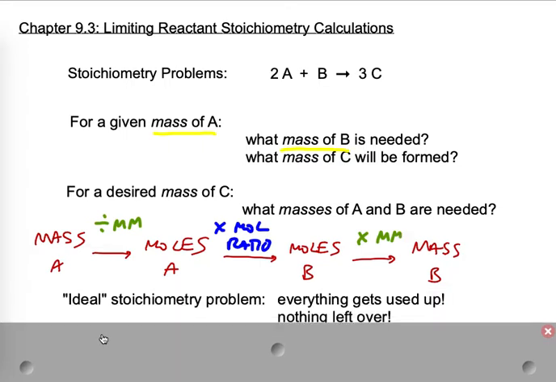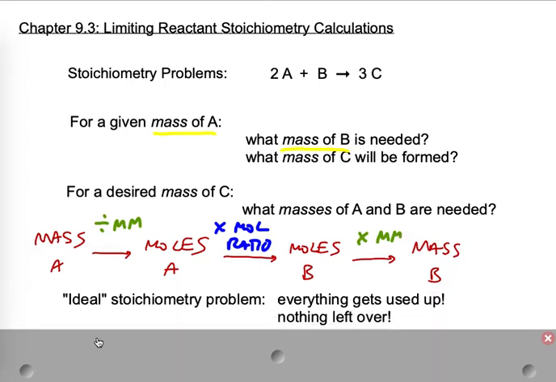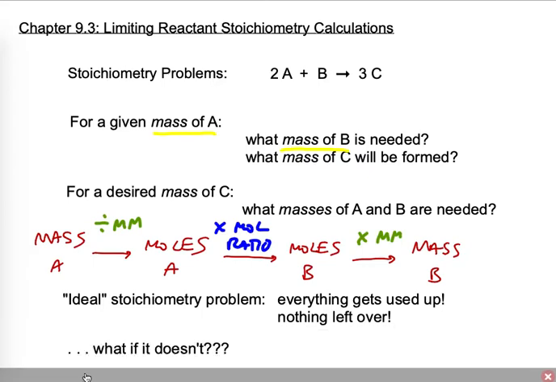These types of stoichiometry problems are sometimes called ideal stoichiometry problems because we have ideal numbers of moles and masses. Everything gets used up and nothing is left over. But what if that's not the case?